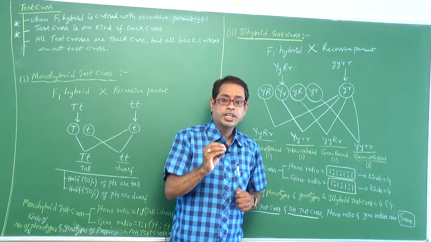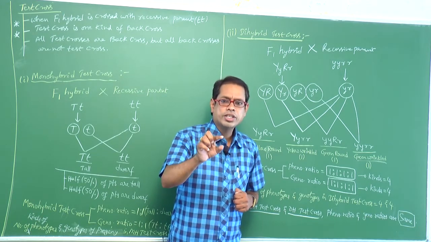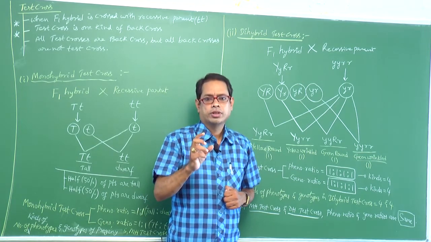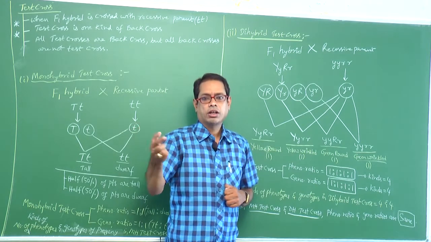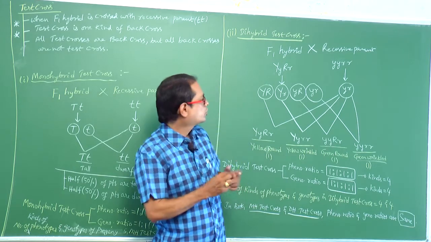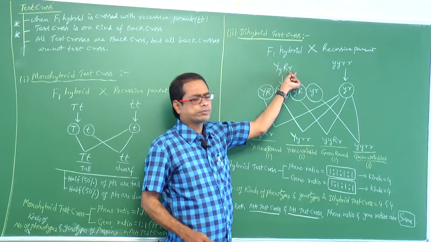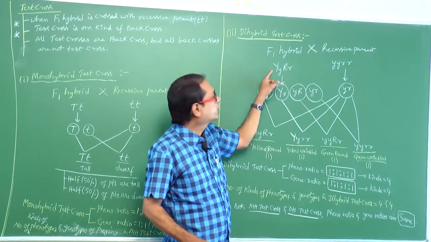That is seed color. Dominant is yellow, recessive is green. And shape of seed, round or wrinkled. Round is dominant, wrinkled is recessive. So this is one hybrid, this is another hybrid. So what types of gametes does it produce?